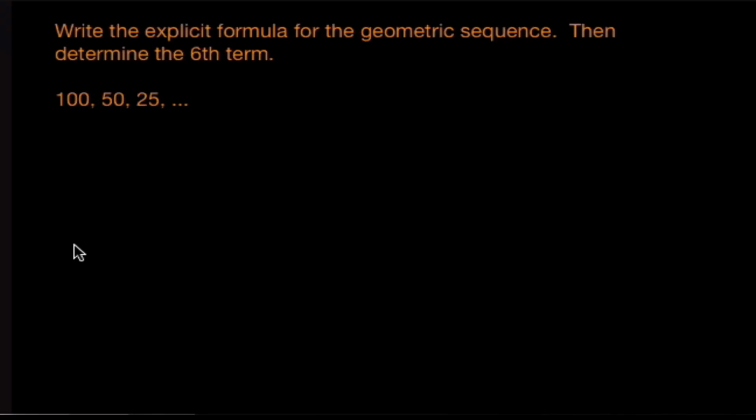Okay, let's try another problem. Write the explicit formula for the geometric sequence, then determine the 6th term. So we're going to start out with our formula, a sub n equals the first term, a1, times the common ratio raised to the n minus 1 power. So we need to identify our first term. That one's easy. Our first term, a1, is going to be 100.